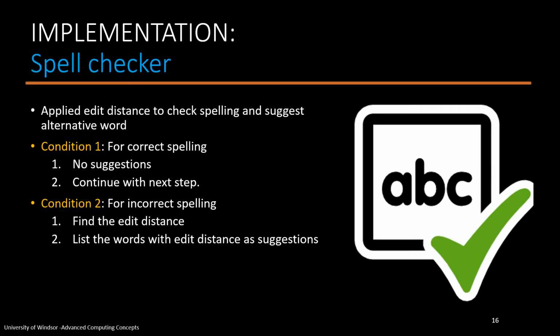In our project, we have implemented the spell checker functionality. From the name itself, we can understand it will check whether the spelling is right or not. Along with it, it will suggest alternative words as well. So there are two conditions with the spell checker module. If the user inputs the correct word, it will give no suggestion and continue to the next step. But if the user inputs an incorrect word, it will call the edit distance module, compare it with the list of words, and suggest the best word possible. So that is the spell checker module.